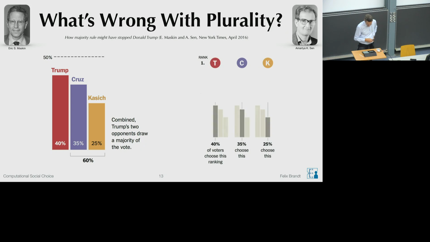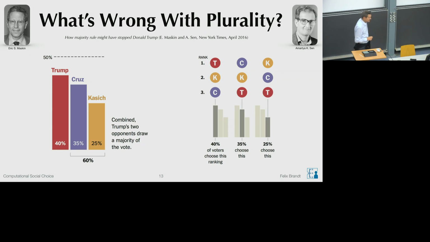Then what these two authors did is that first, you can look at these preferences like this. There's 40% who think Trump is the best, 35% who think Cruz is the best, and so on. But here you can already see the main restriction of plurality. You hopefully agree that it's safe to assume that each of these voters who took part in this election not only has a first preference. Usually these voters know all these three candidates. It's not that they only think that this candidate is best, but they also have preferences about the other candidates.